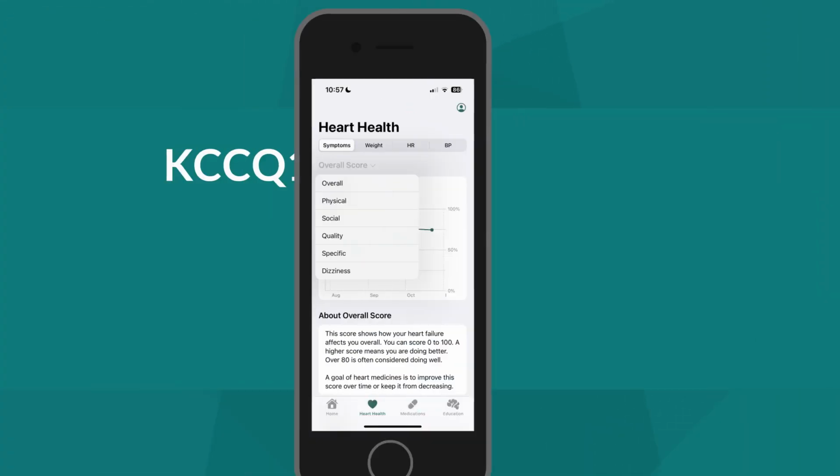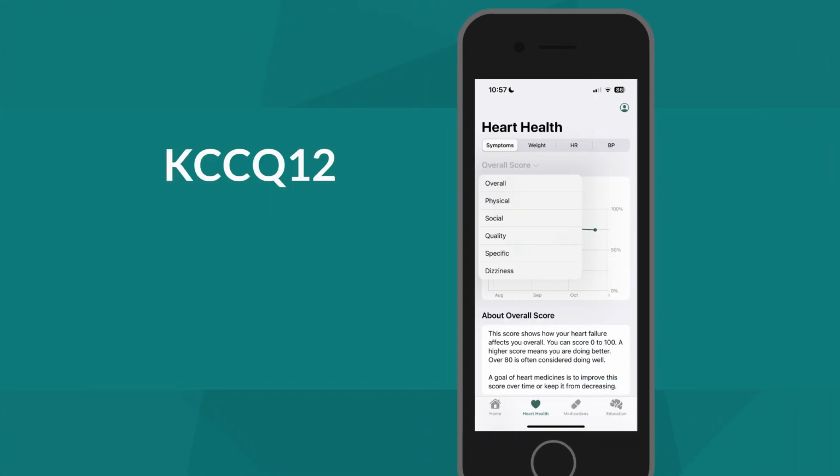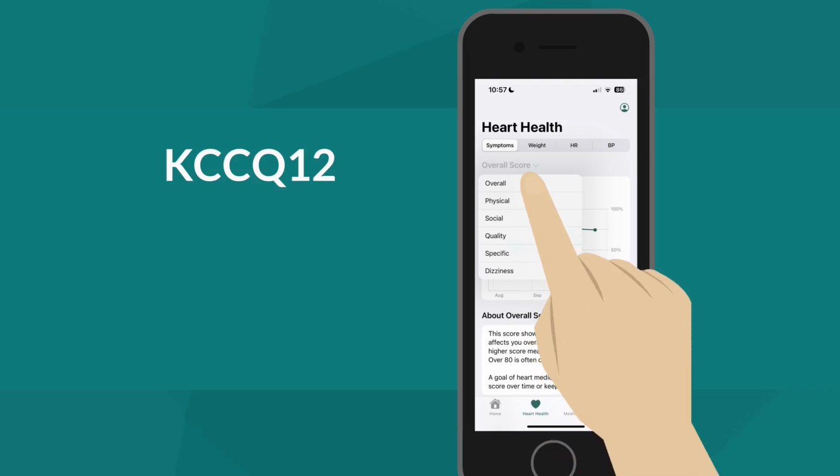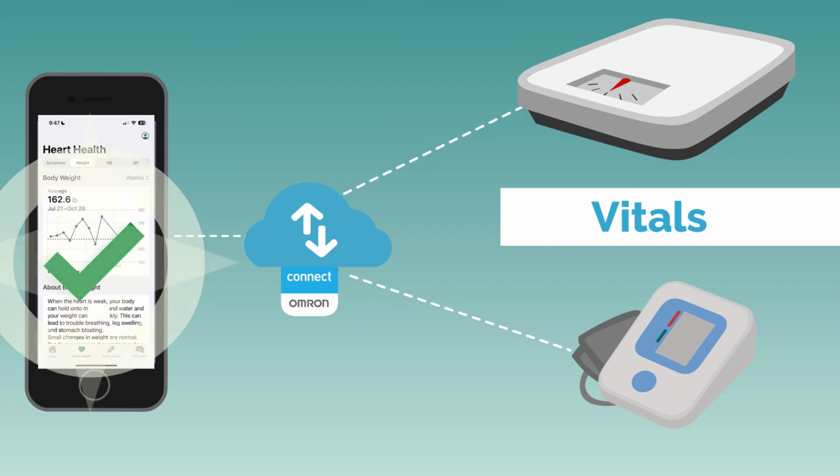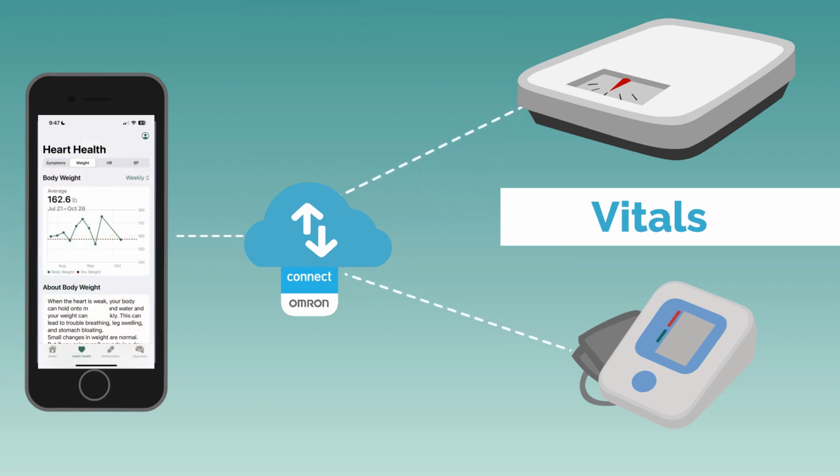You can see trends and read more information about each individual category by selecting each category from the drop-down menu at the top of the page. This information will be useful for your care team to follow how you are doing. When you connect your Omron blood pressure cuff and scale to the app, all your vital measurements will automatically sync to this page as long as you have Bluetooth connection turned on.